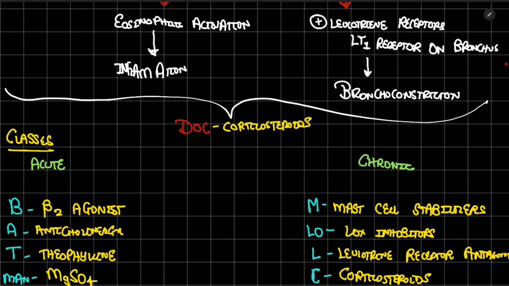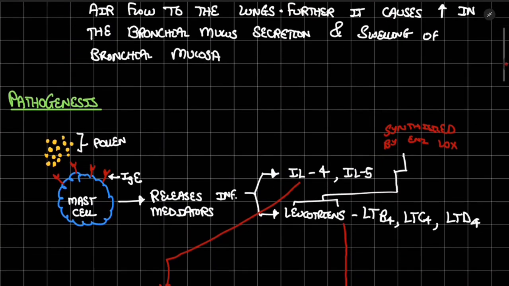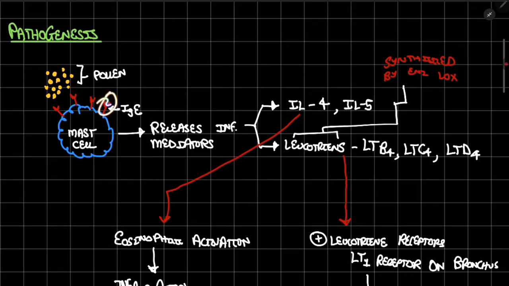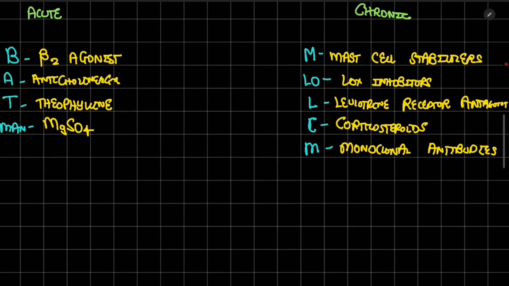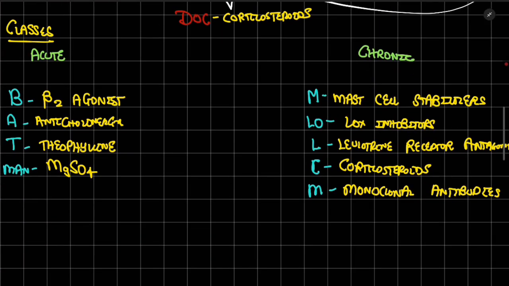Now what about the monoclonal antibodies? Do you see this IgE? The monoclonal antibodies basically inhibit this IgE. Now these are the classes in acute and chronic attack. In acute attack we have beta 2 agonist, anticholinergic, theophylline, and MgSO4. While in chronic attack we have mast cell stabilizer, LOX inhibitor, leukotriene receptor antagonist, corticosteroid, and lastly monoclonal antibodies.